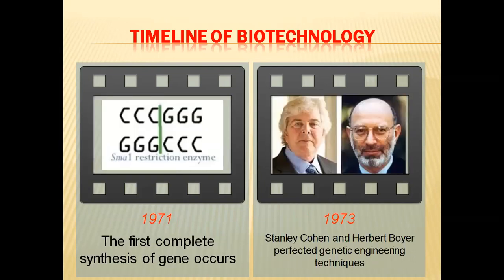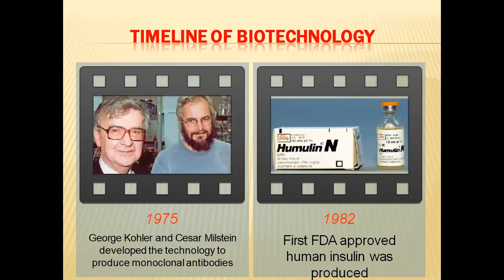And in 1971, for the first time, an artificial gene was synthesized. And in 1973, Stanley Cohen and Herbert Boyer perfected genetic engineering techniques. So rDNA technology was developed by these two people, Stanley Cohen and Herbert Boyer. And in 1975, George Kohler and Cesar Milstein developed the technology to produce monoclonal antibodies.